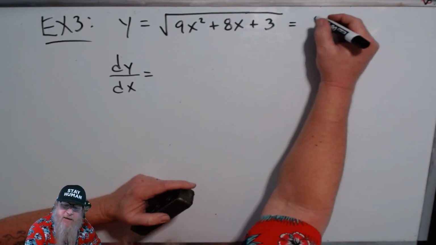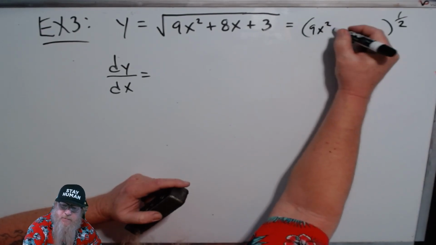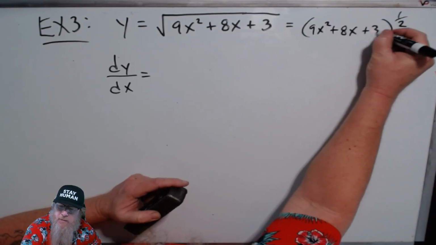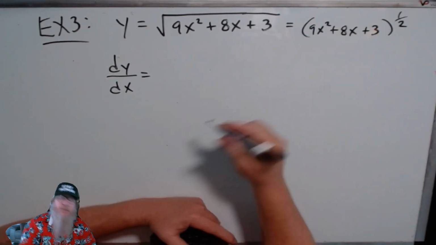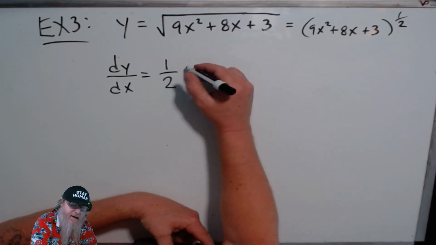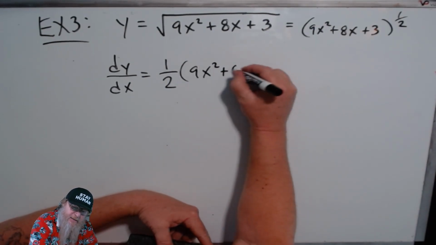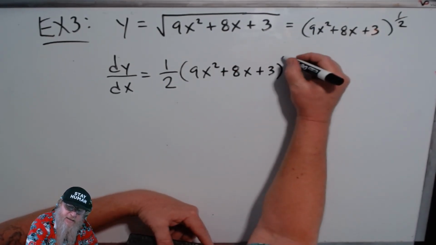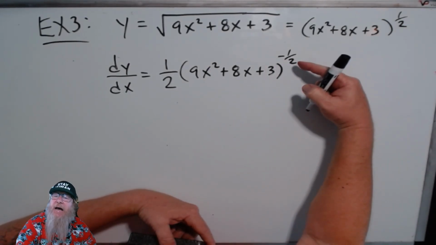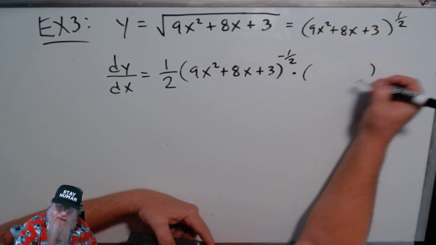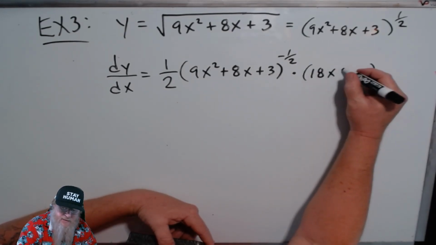With square roots, I recommend rewriting them as 1/2 powers. Like that. Okay, and then now let's do the rule. So the first pass, you take the power, you bring it down to the front. You don't do anything to the inside. The inner function stays the same. Subtract 1 from the power, you get -1/2. And then multiply by the derivative of the inside, 18x plus 8.